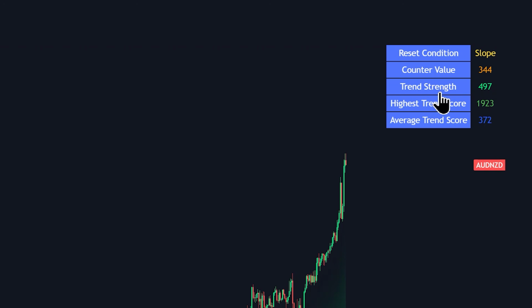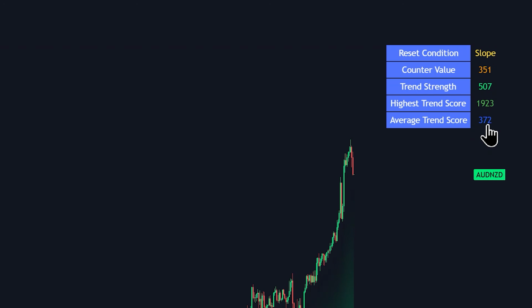Alone, that's useful, but the table makes it even better by adding 2 more numbers: highest trend score and average trend score. Highest trend score is the strongest reading seen during the session, and average trend score is a rolling average. If your current trend strength is far above the average, you know this move is stronger than normal for this chart. If it's far below the prior high, it could be a sign of exhaustion even if price is still drifting in the same direction.